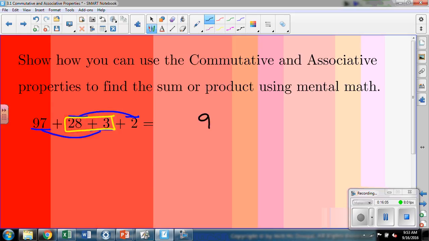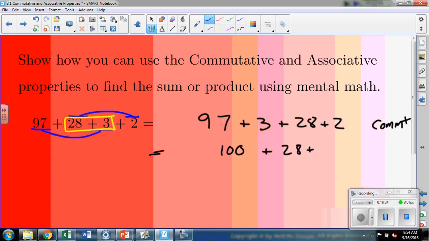So our first step, 97 plus 3 plus 28 plus 2. What property did we just use? So off on the side, we will write down the commutative property of addition. Since we flipped addition, we used commutative of addition. There we go. Okay, so here, 97 plus 3 is 100, plus 28 plus 2. And there, all we did was add.